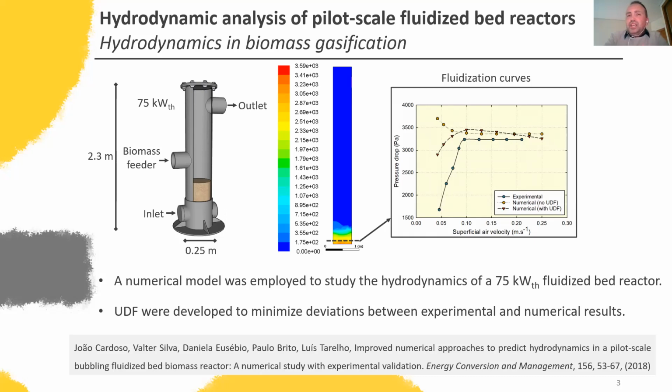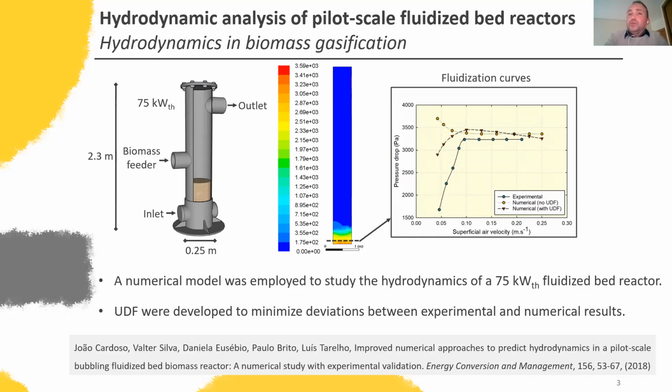So in this work that was published at Energy Conversion and Management, we tried to do an experimental and numerical study regarding the hydrodynamics of a biomass gasification reactor. At the right side, you can see the fluidization curves, to understand the pressure inside the reactor.